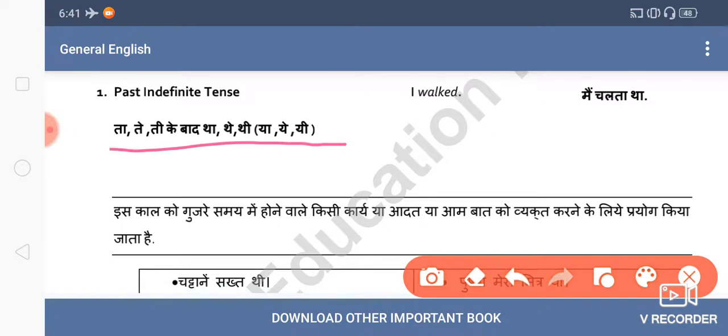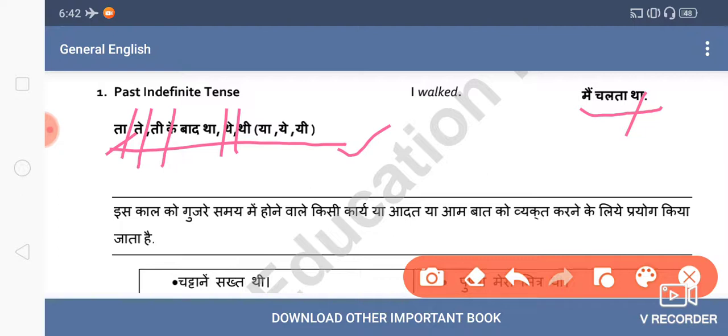When you see any Hindi sentence, you will find the following identifications after it, like ta, ti, te, or tha, thi. See the sentence: here you can see the first one, ta, like "chalta tha". Or if I say "they came to my home yesterday", वो मेरे घर आए, so "e" is here. These are the phrases. This way, after the verb you will see these identifications, and you can easily identify that any Hindi sentence is of past indefinite tense.